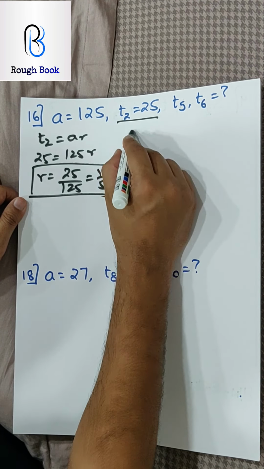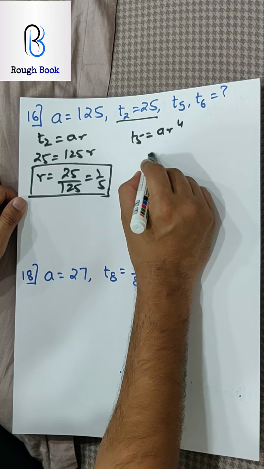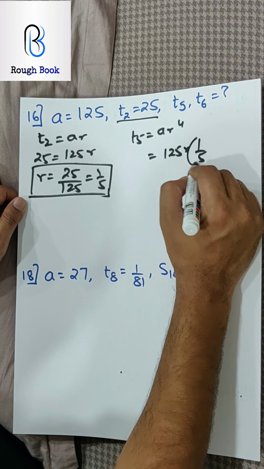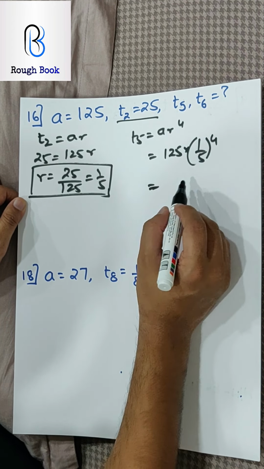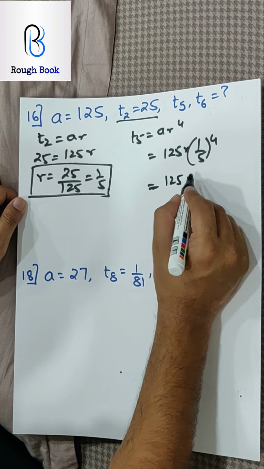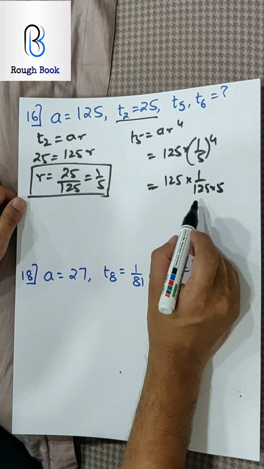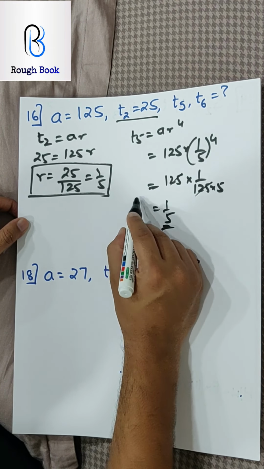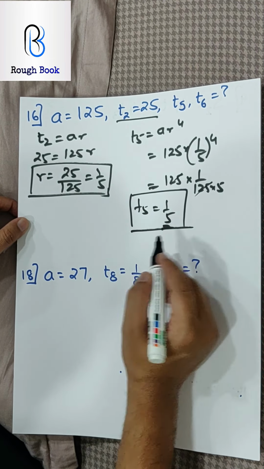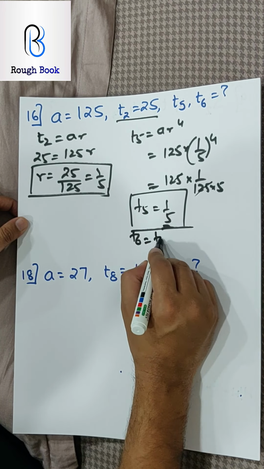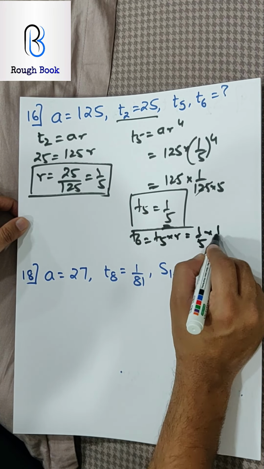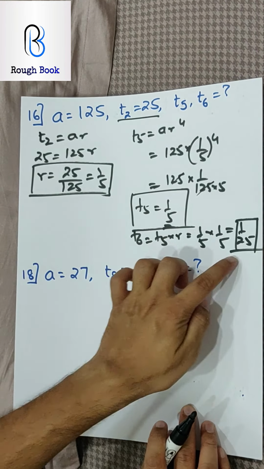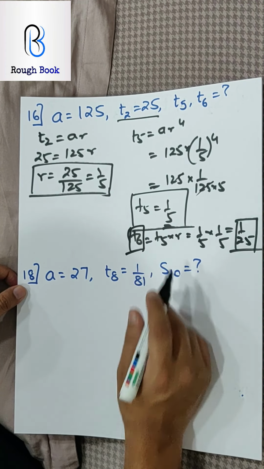Now what will be my fifth term? So T5 is AR4. So A is what? 125. R is what? 1 by 5 raised to 4. So this is 5 cube into 1 by 125 into 5, because 3 times 5 is 125. So I can cancel this. What is left is 1 by 5. That is T5. How will I get T6? Very simple. T5 into R. So 1 by 5 into 1 by 5, 1 by 25. So we managed to get both the fifth and the sixth term.